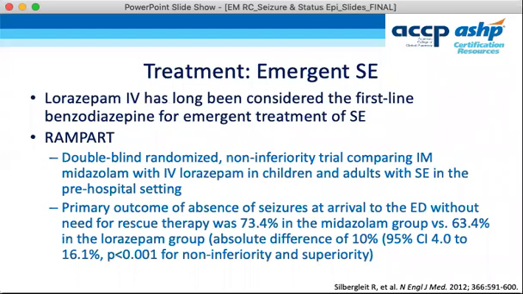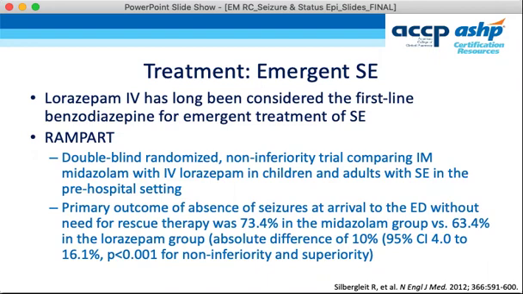So for treatment of status, the way I like to teach this is we're going to give two types of therapies. The first one is emergent, with an E. This is the first thing we want to reach out of our dispensing cabinet to give to the patient. Historically, lorazepam given via the IV route has long been considered the first-line benzo compared to midazolam or diazepam for the emergent treatment of status.